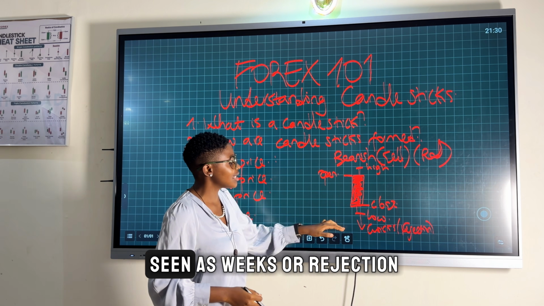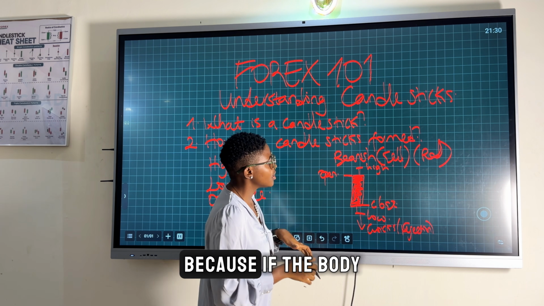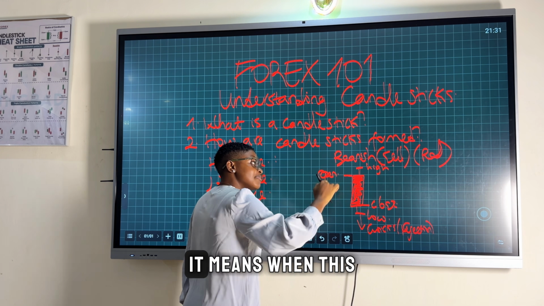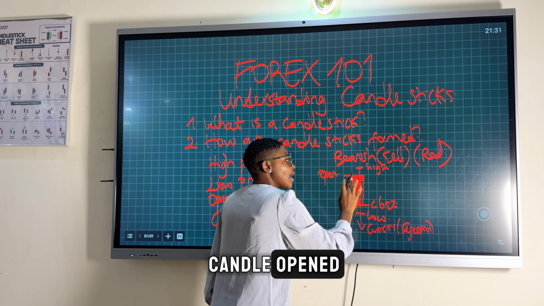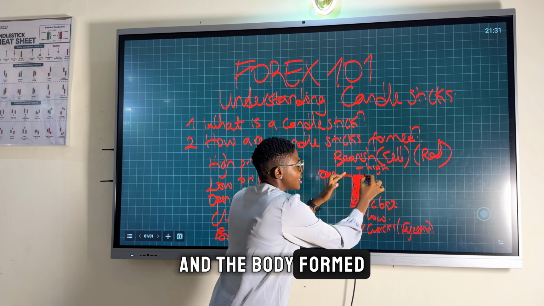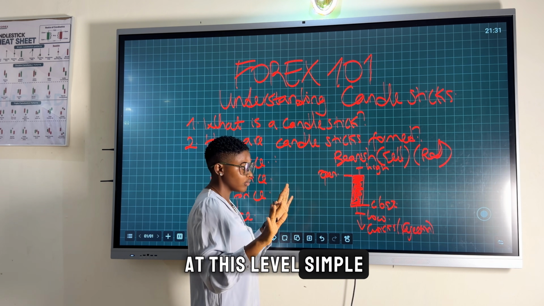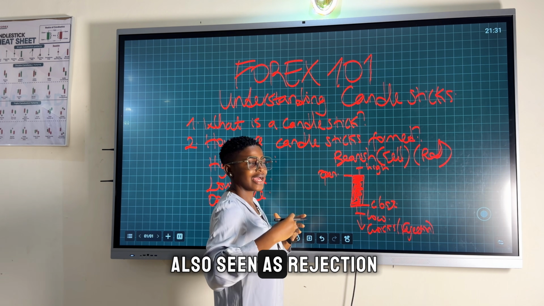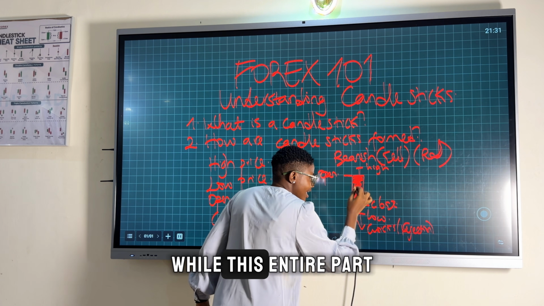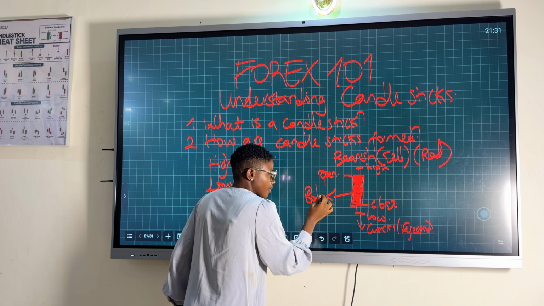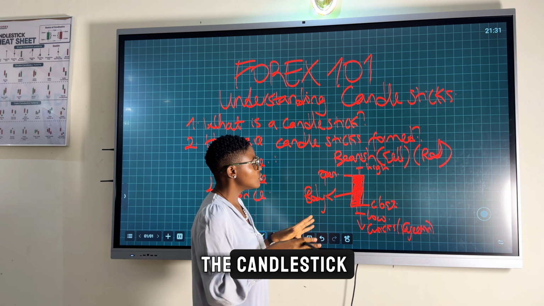They can also be seen as wicks or rejection, because if the body of the candle starts from here, it means when this candle opened, buyers pushed it up, but then sellers pushed it down, and the body formed at this level. Simple. So these are wicks. The highs and the lows are also seen as rejection, while this entire part here is the body of the candlestick.